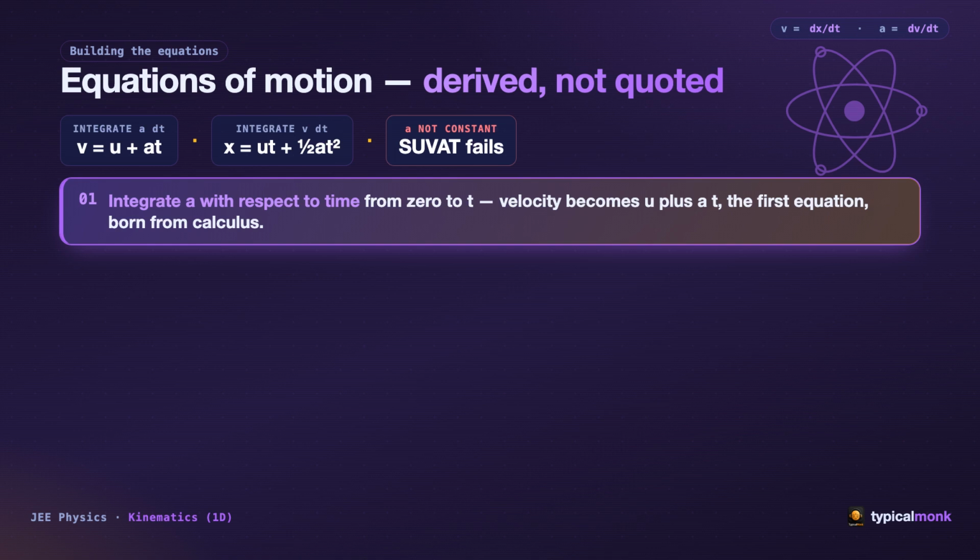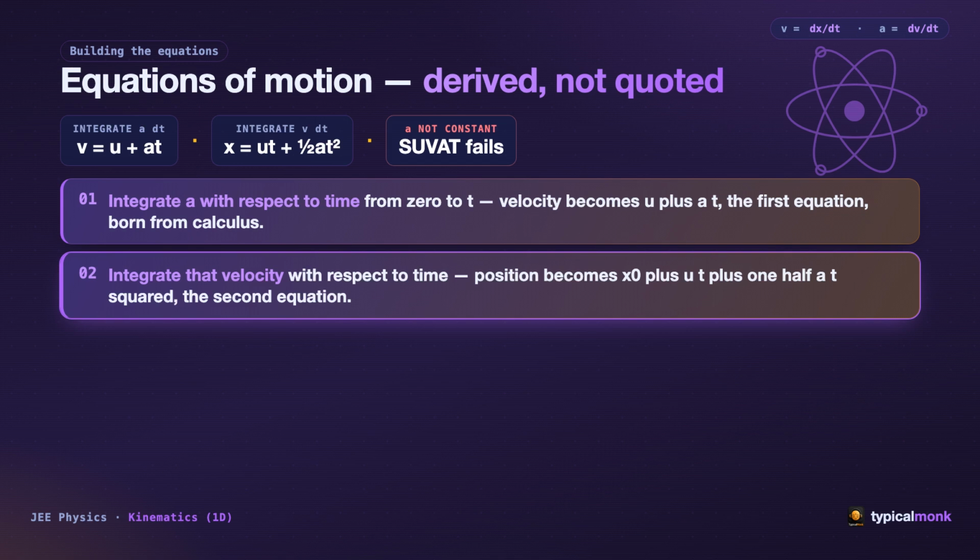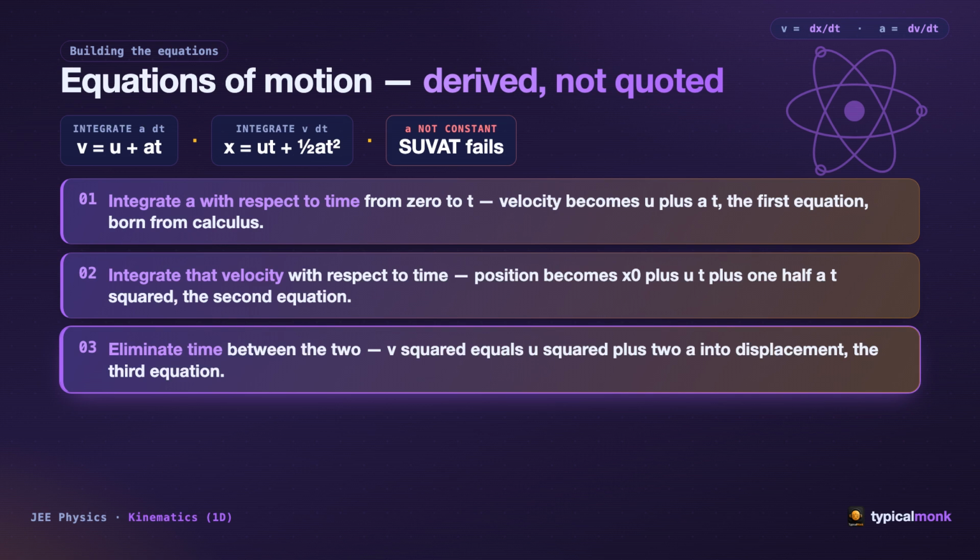Now let us derive the three equations of motion properly, the JEE way, using calculus instead of memorizing them. Start with acceleration constant, call it a. Integrate a with respect to time from 0 to t, and velocity becomes u plus a t. The first equation is born, not quoted. Now integrate this velocity with respect to time, and position becomes the starting position plus ut plus 1/2 a t squared, the second equation. Combine the two, replace time using the first equation, and you reach v squared equal u squared plus 2a into displacement, the third equation with no time inside.